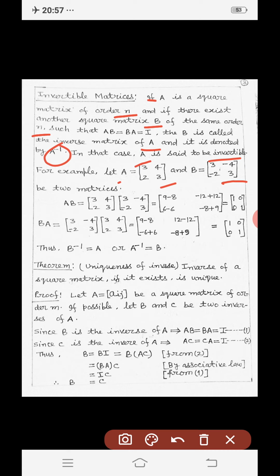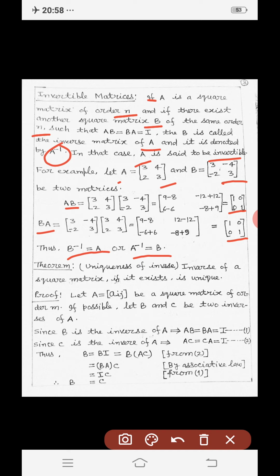Now AB is equal to, we get [[1,0],[0,1]]. Similarly, BA is equal to, we get [[1,0],[0,1]]. From these two, we get B inverse is equal to A or A inverse is equal to B.